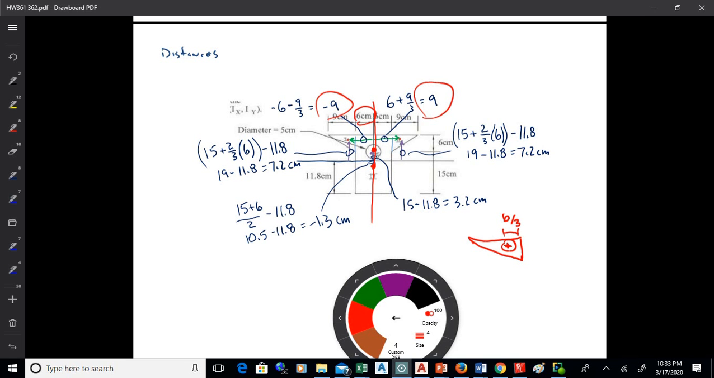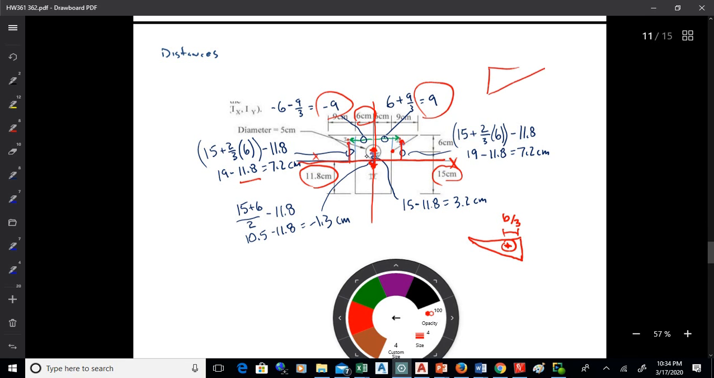Now we need to find the distances from the x-axis. We want to go to the centroids of the two triangles, the circle, and the large rectangle. We know that the x-axis we're working with is 11.8 centimeters above the base. We know the centroids of the triangles: from the base, we're going to go up 15. That'll get us to the vertex. So then we'll go 2/3 of 6 more. So that'll be 15 plus 2/3 of 6.